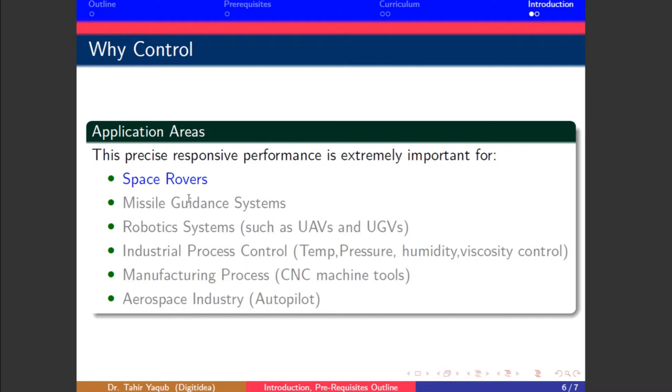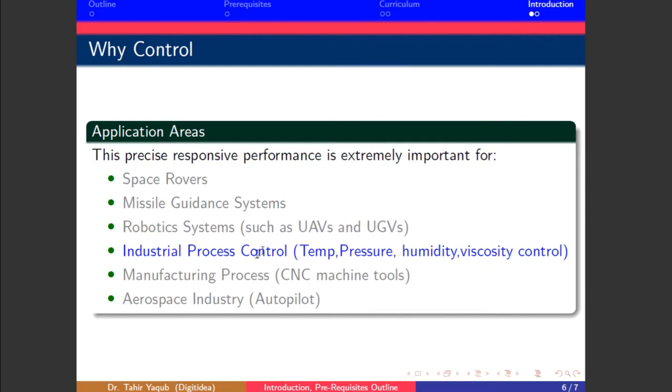Space rovers, where you send robots to any planet in space and then control those robots from a ground station or space station. Missile guidance systems, robotic systems such as unmanned aerial vehicles, drones; personal drones are becoming very popular now. Then unmanned ground vehicles, normally used for military purposes, are some other applications as well. Industrial process control is the major application, where you will be controlling valves, pressure, humidity, and temperature.